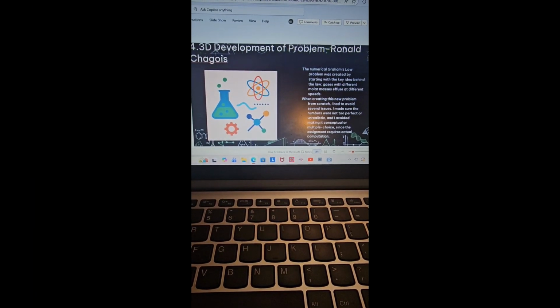4.3D, development of the problem. The numeric Graham's law problem was created by starting with the key idea behind the law: gases with different molecular masses diffuse at different speeds. When creating this new problem from scratch, I had to avoid several issues. I made sure that the numbers were not too perfect or unrealistic, and I avoided making it multiple choice since the assignment requires actual calculation.